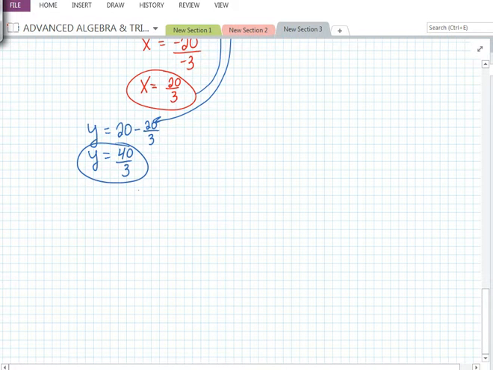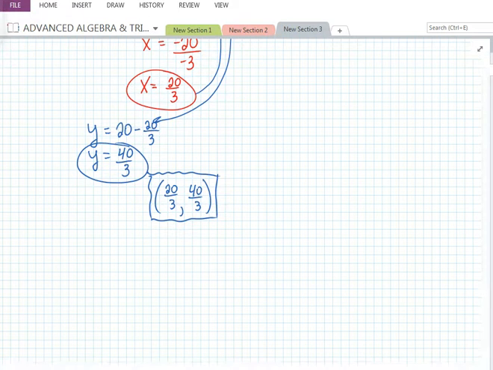We bring these two ideas together, and we write our final answer as an ordered pair: 20/3, 40/3. So the reason that I chose this problem is because the answers aren't always going to be pretty. Notice that I could not write this answer as a decimal. It has a denominator of 3, which means that it is a repeating, non-terminating decimal. The best way always is to write your answer exactly. And most often in this class, that's going to be an improper fraction.